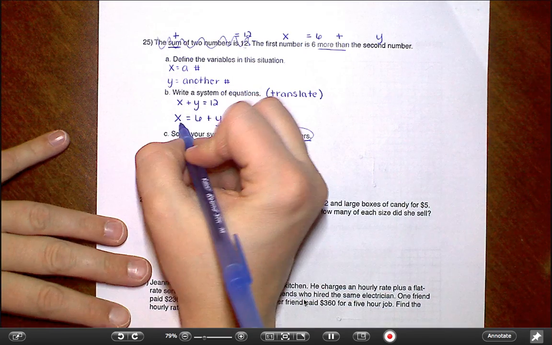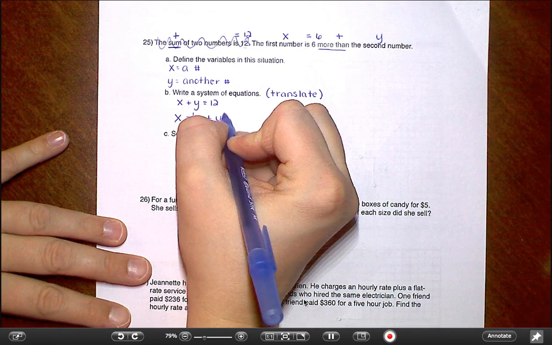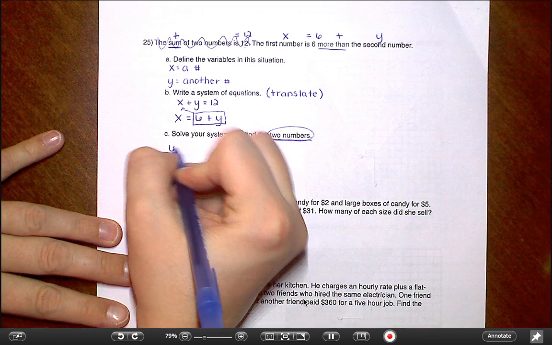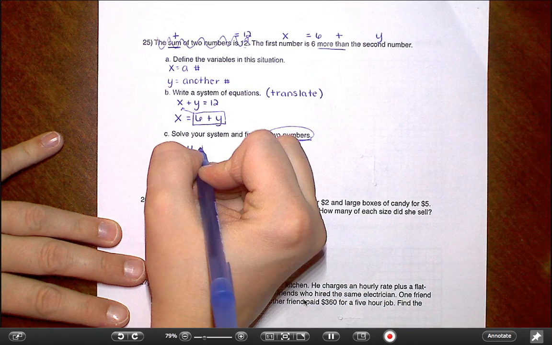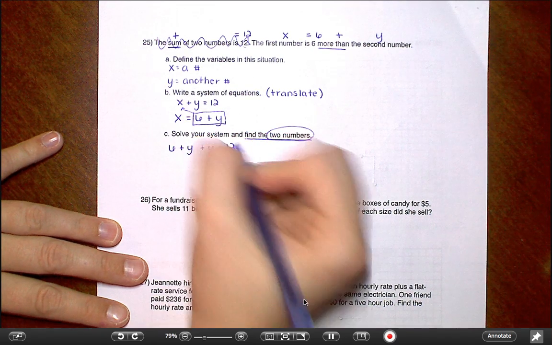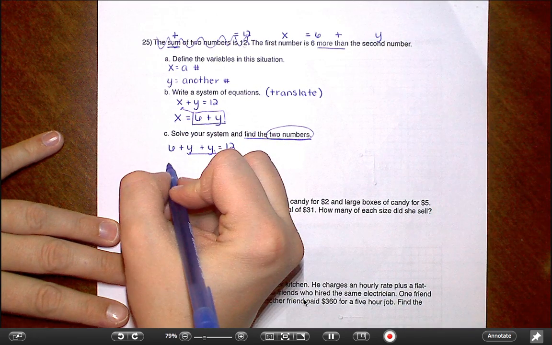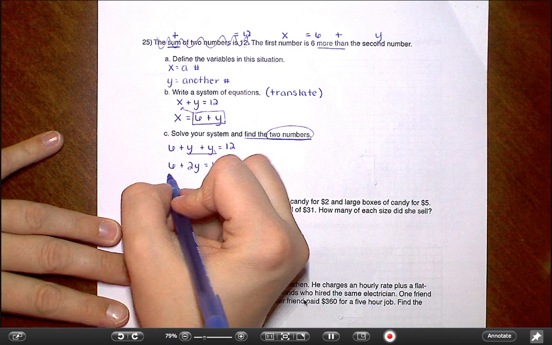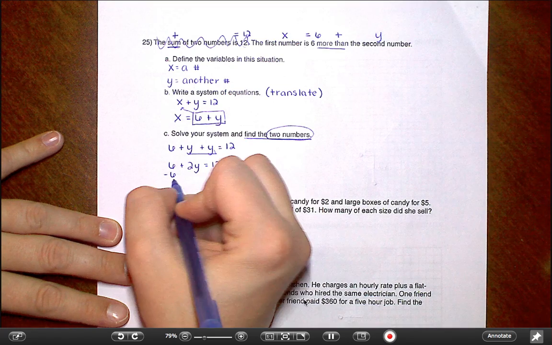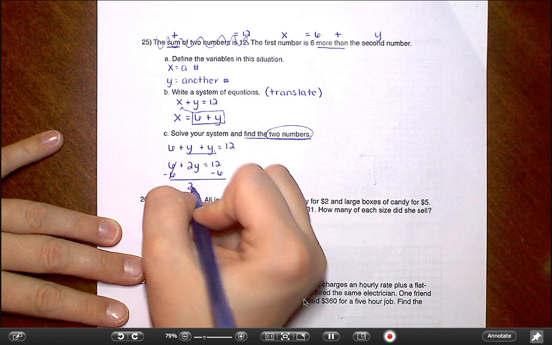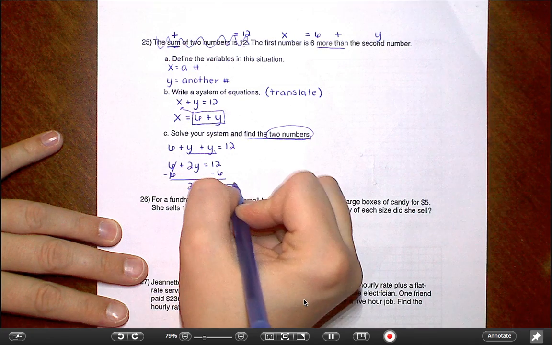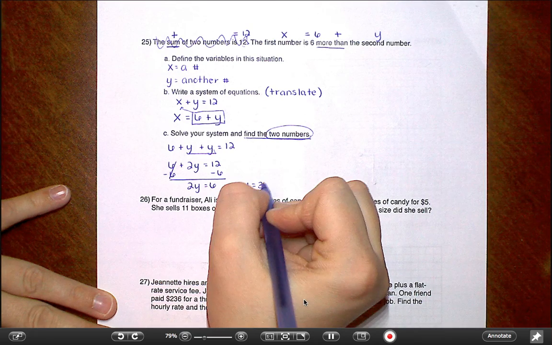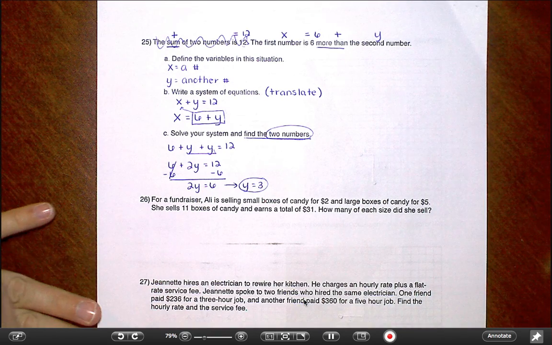In a system like this one, because this one is solved for x already, I would probably use substitution. Put that in for x up there. So that's going to give me 6 plus y plus another y equals 12. I can combine these two, so that's really 6 plus 2y equals 12. I'm going to subtract the 6. So 2y equals 6, and if I divide by 2, I end up with y equals 3. So that's one of my numbers. One of my numbers is 3. I know that for sure.